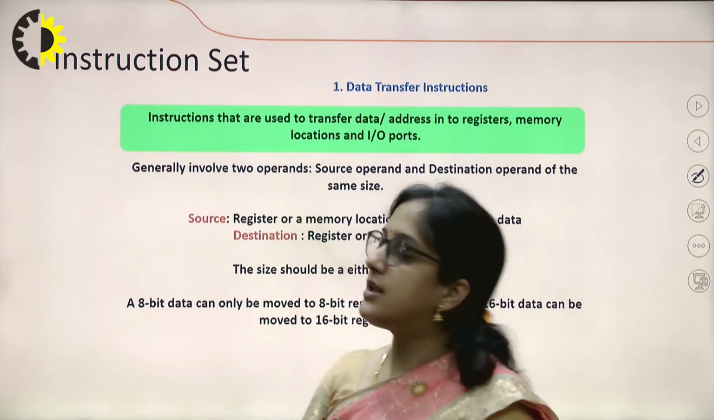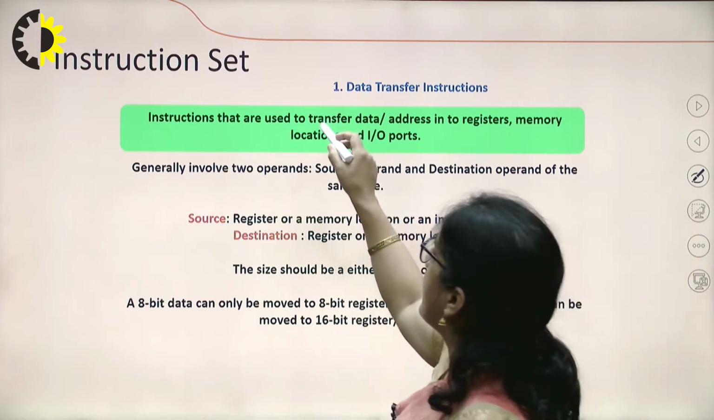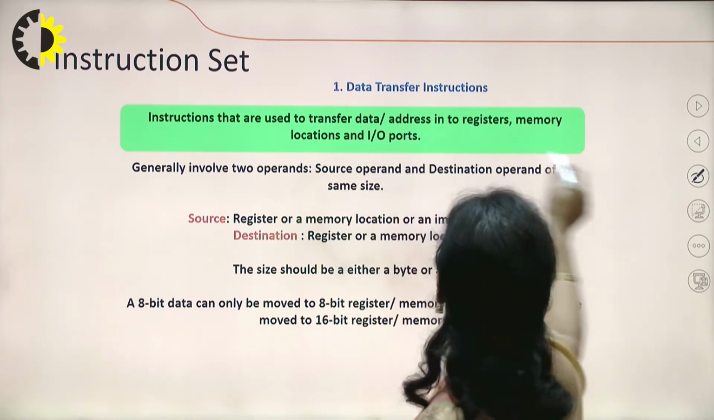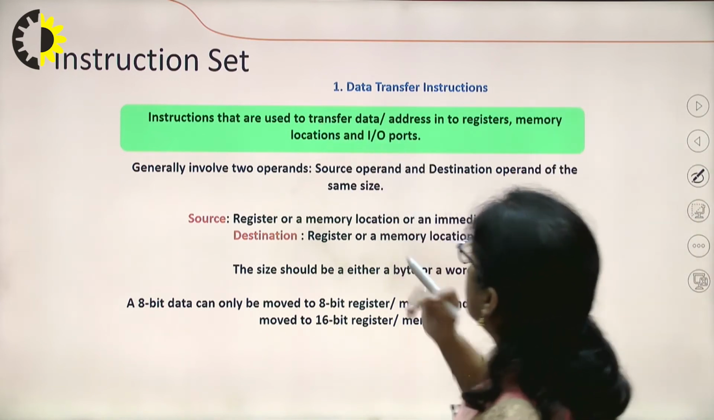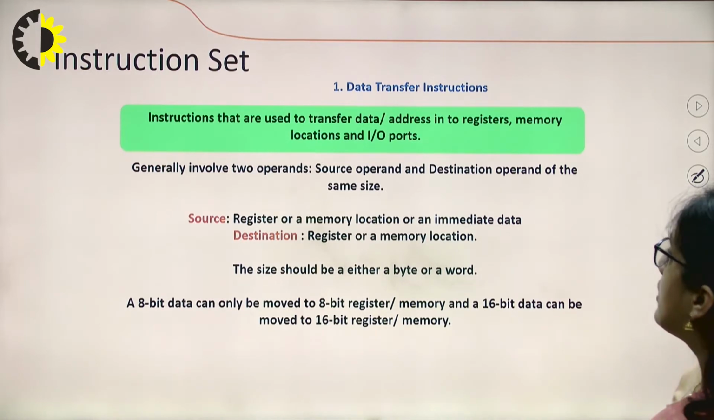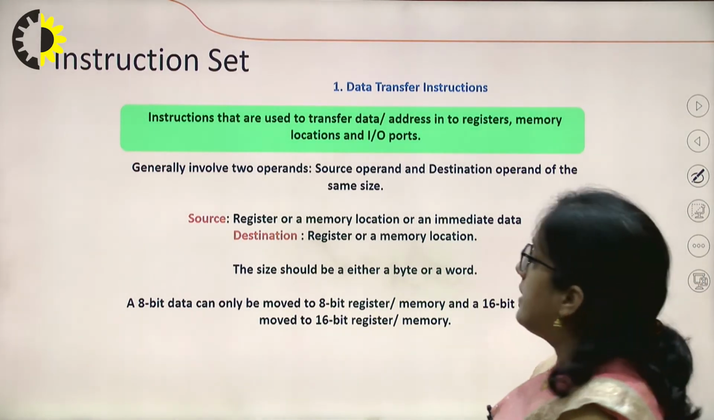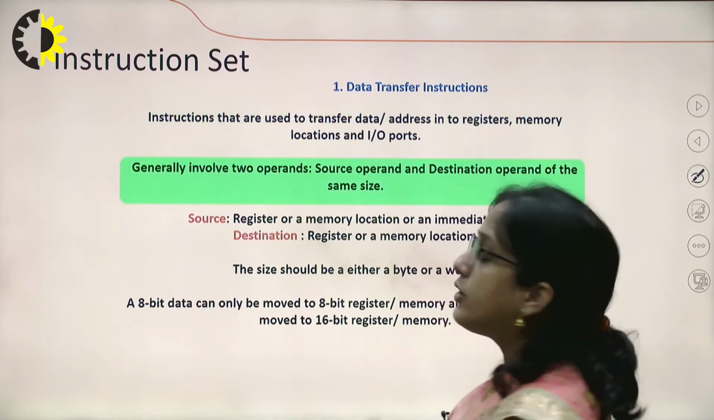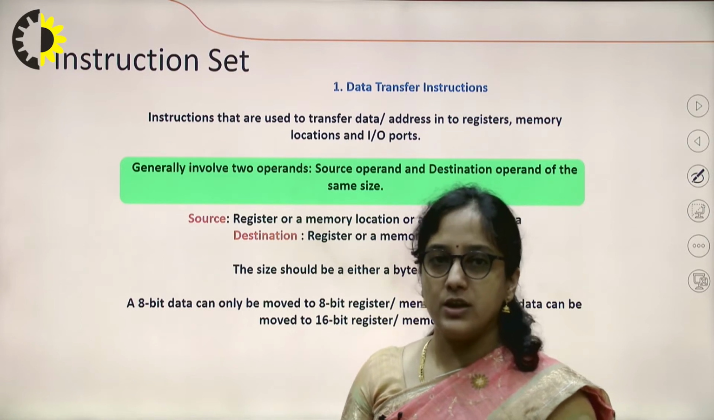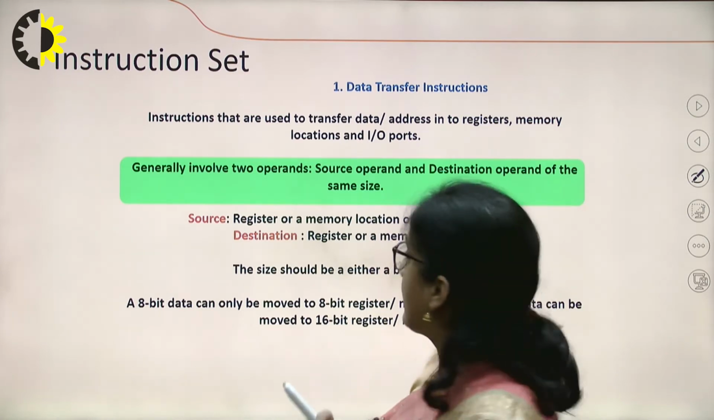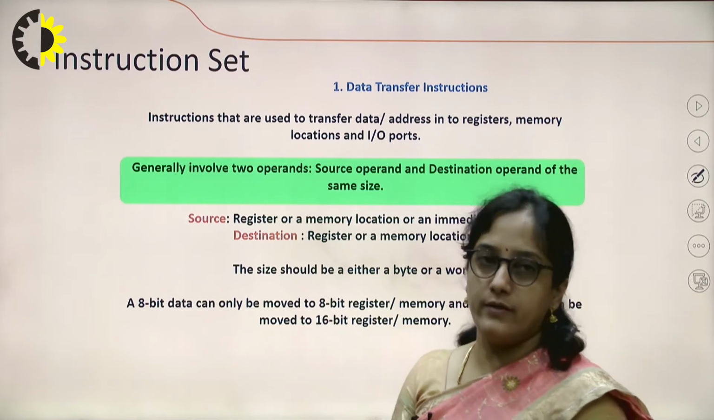In data transfer instructions, these instructions are used to transfer data or an address into a register, memory location, or IO port. They generally involve two operands. One is the source operand, from where we have to transfer the data, and the second is the destination operand, where we have to store our data.